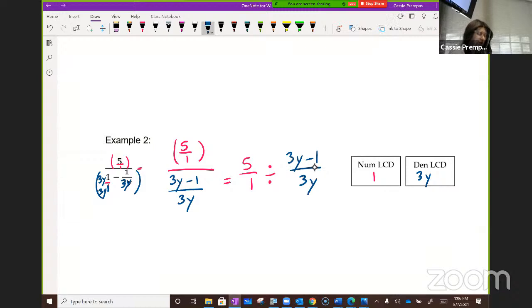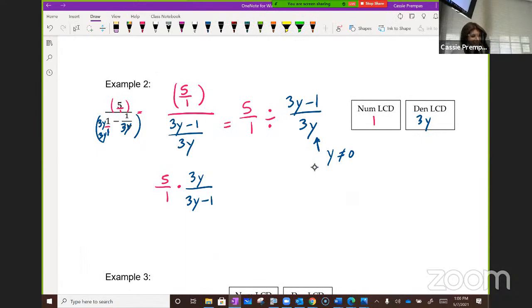Now, what's our restriction? Yeah, you could say 3y can't equal 0, or you could say y can't equal 0. Both of those tell the reader one can't happen. Then what do I do next? Annabelle? Nice, take the reciprocal, so multiply it by 3y over 3y minus 1. I have a new restriction. What's this new restriction? Perfect, 3y minus 1 can't equal 0. Or you could say y can't equal 1/3. That would be fine too.